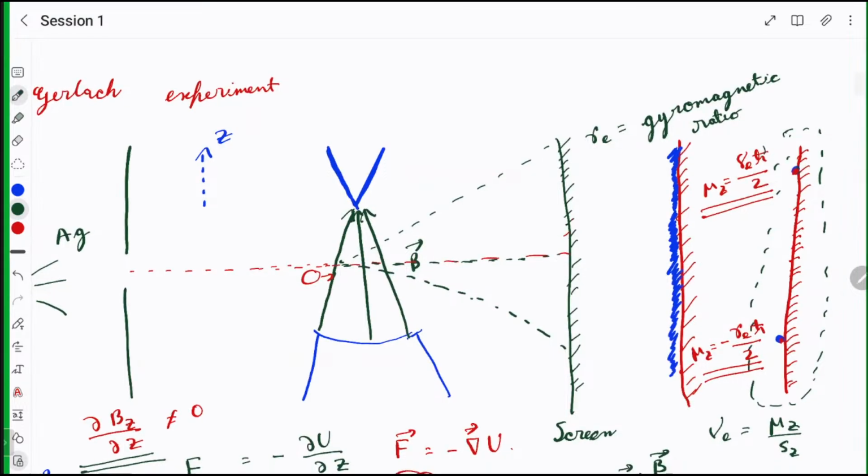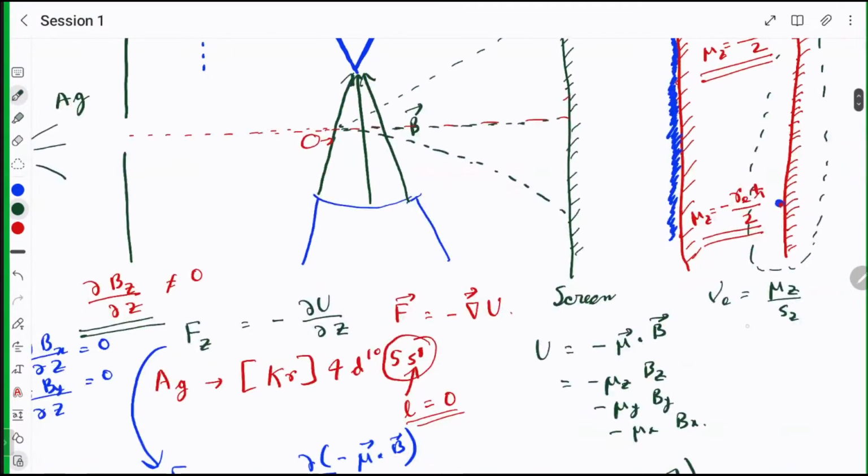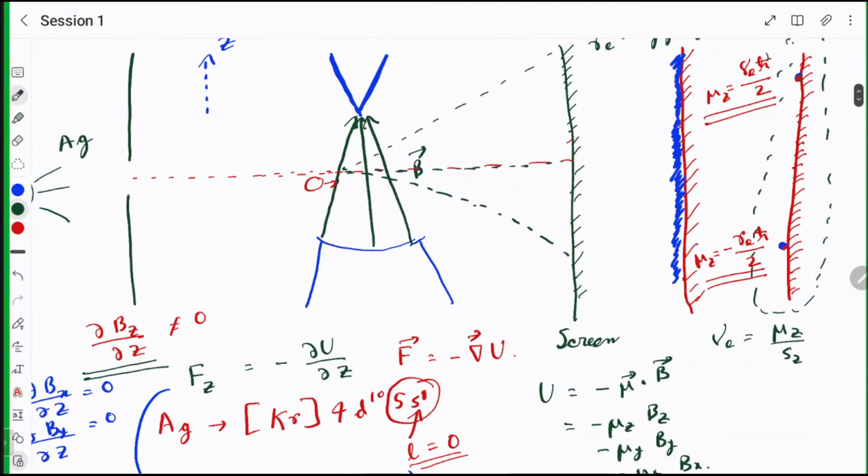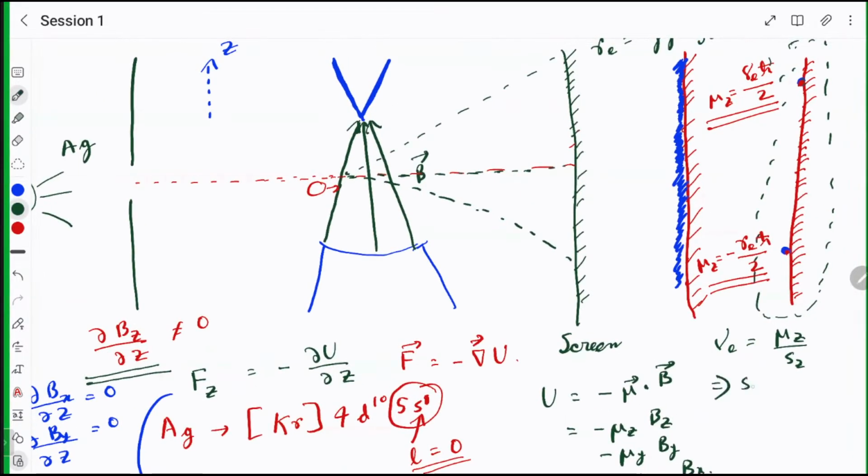Here, what is gamma e? Right, I'm sorry, I forgot to define gamma e. Gamma e is the gyromagnetic ratio of the electron, which is the ratio of the magnetic moment and angular momentum. So from here, Sz, the z component of the spin angular momentum, would be mu z by gamma e. So if mu z is plus or minus gamma e h cross by 2, it would be just plus or minus h cross by 2.